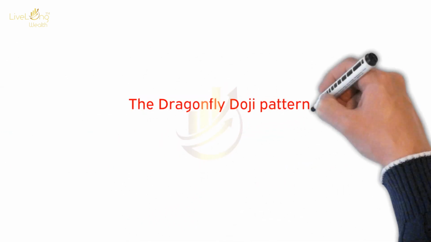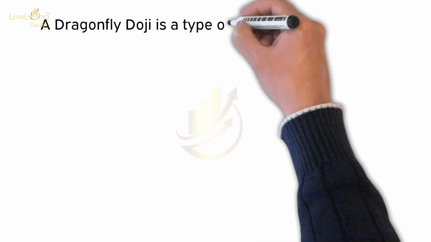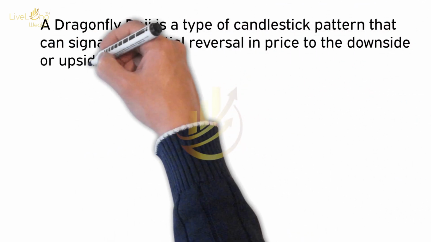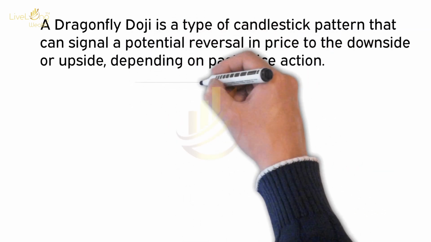The Dragonfly Doji pattern. A Dragonfly Doji is a type of candlestick pattern that can signal a potential reversal in price to the downside or upside, depending on past price action.